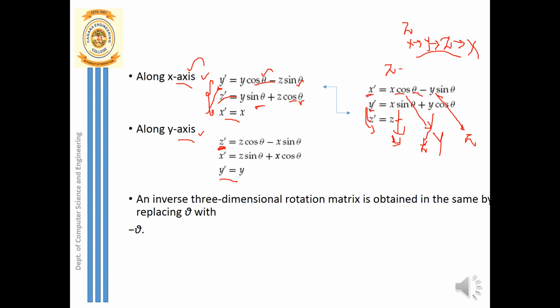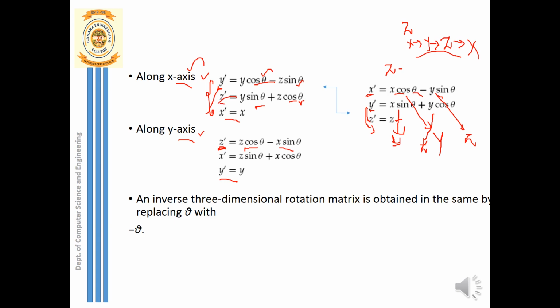So z dash is equal to, earlier the y equation was y cos theta. Now the cyclic permutation says after y it is z. So write z cos theta minus, after z what should come? X again. So minus x sin theta. This is the equation that you write for z. Next you refer to the next equation, z dash.